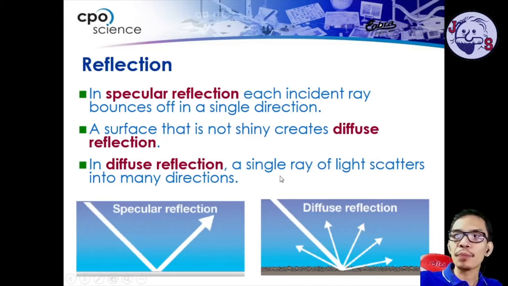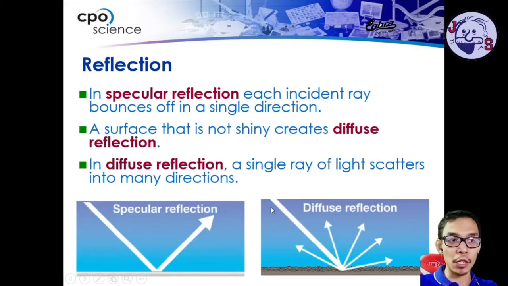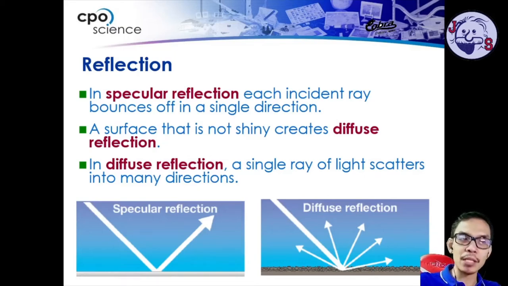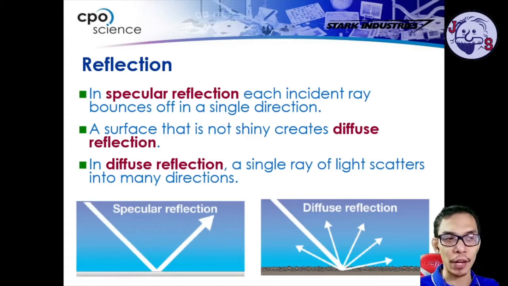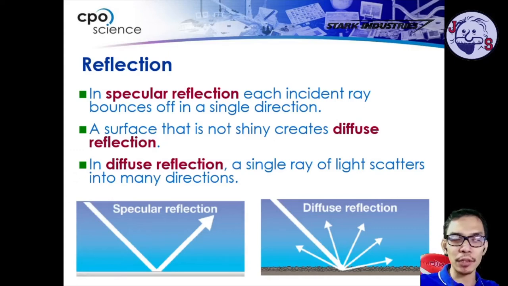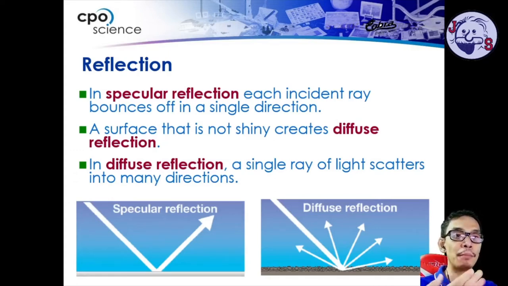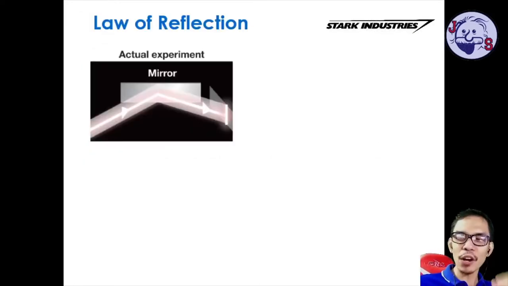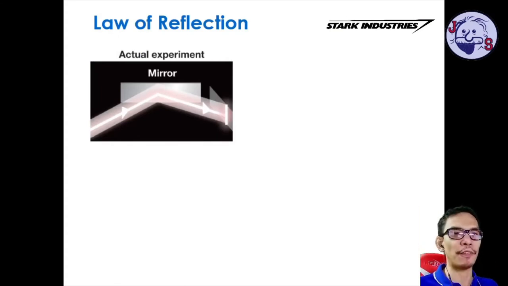Graphics card engineers, or engineers that make these graphic cards, take note of these reflections. They imitate these reflections in the environment so that when they put these video cards in a game, it becomes more and more immersive. So that is the application of the specular and the diffuse reflection. Now, let's go down to the idea of reflection. What is the law of reflection?